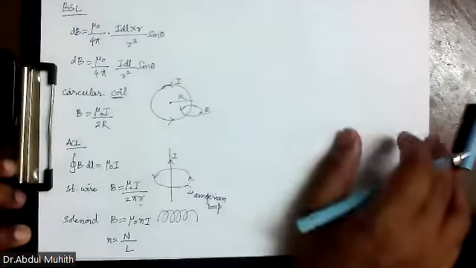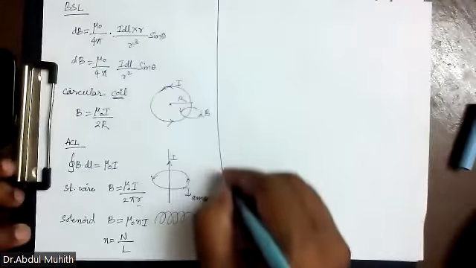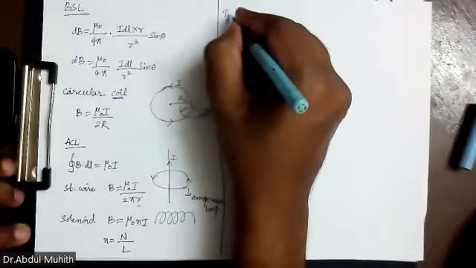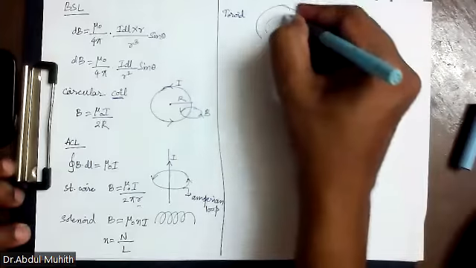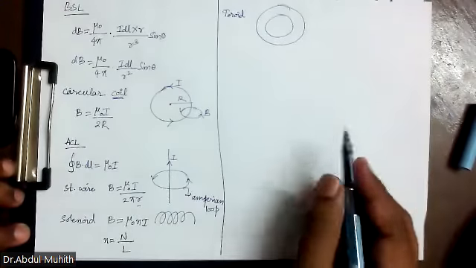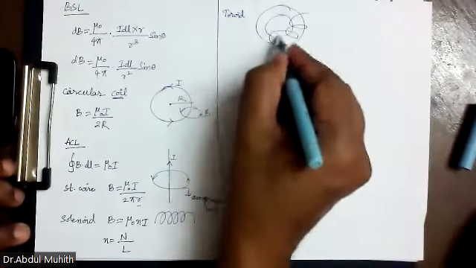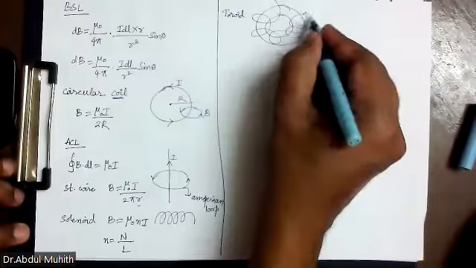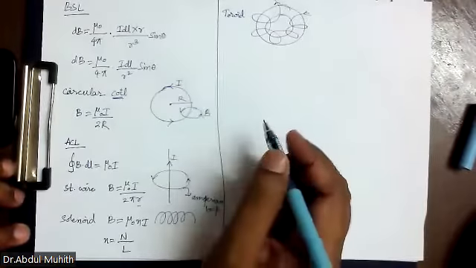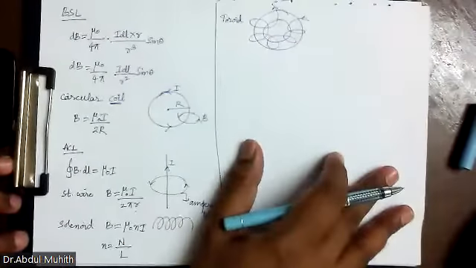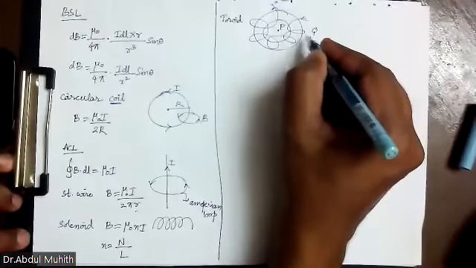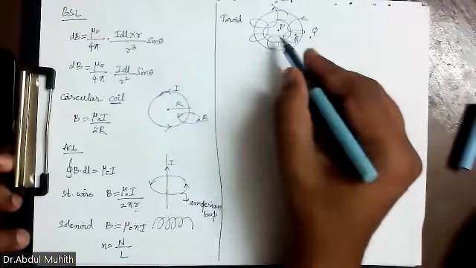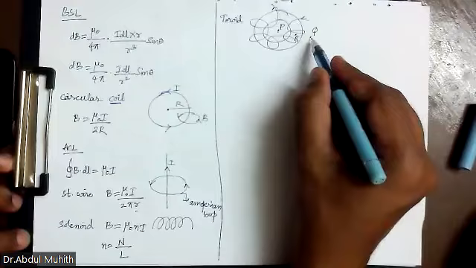Next is toroid. A toroid is like a donut, keep that in mind. Current goes in from one end and comes out from the other end. As I told you yesterday, there are 3 points, P, Q, and R. R is at the center. So the magnetic field here is 0.